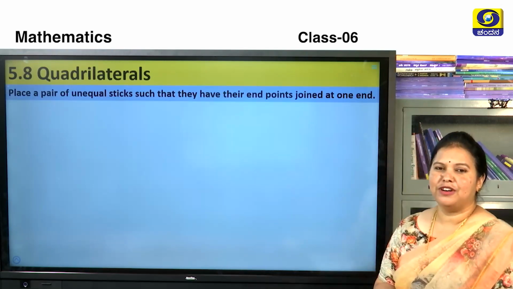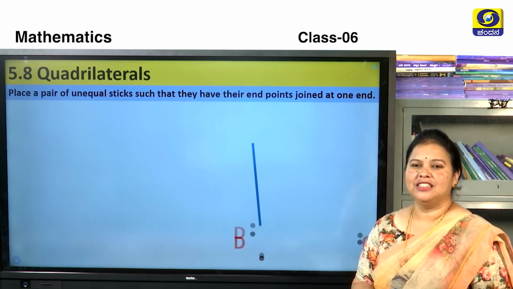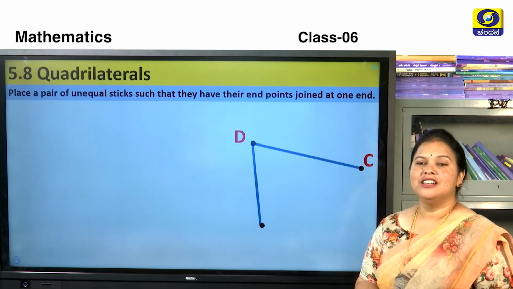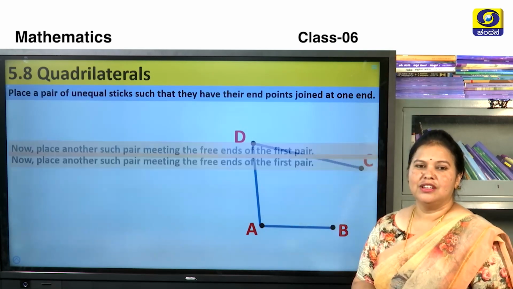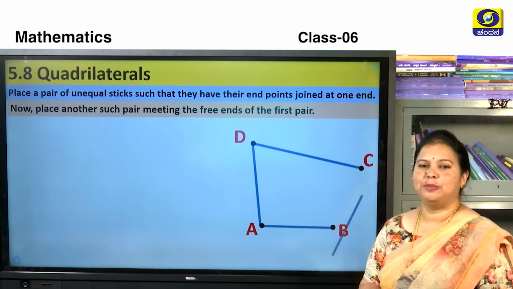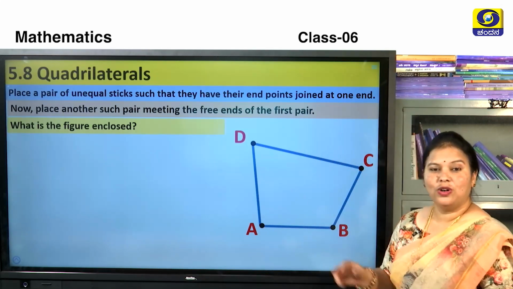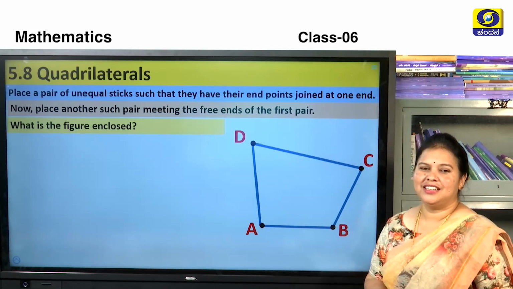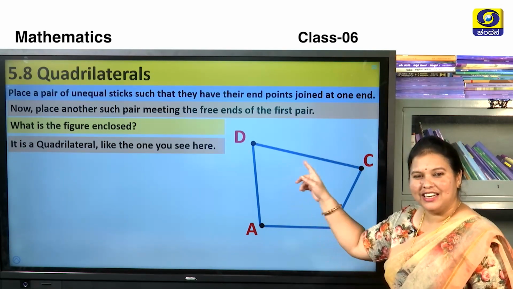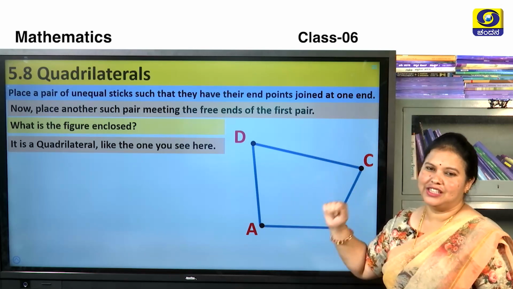Now, let's see how it forms. Place a pair of unequal sticks such that they have their end points joined at one end. Now, place another such pair meeting the free ends of the first pair. So, what is the figure enclosed? Yes, it is a quadrilateral like the one you see here.